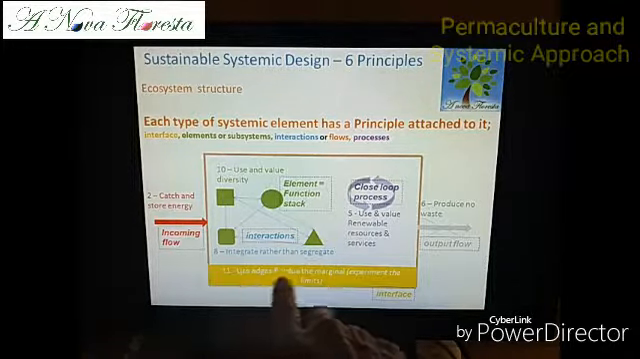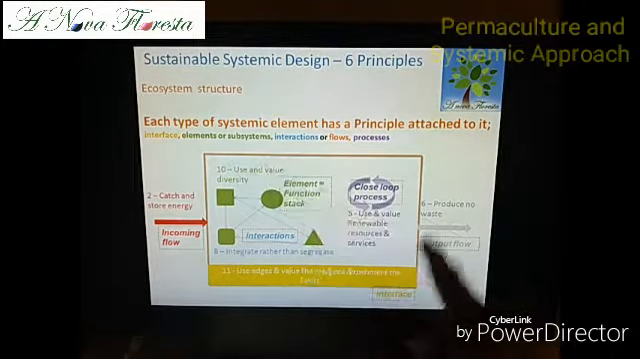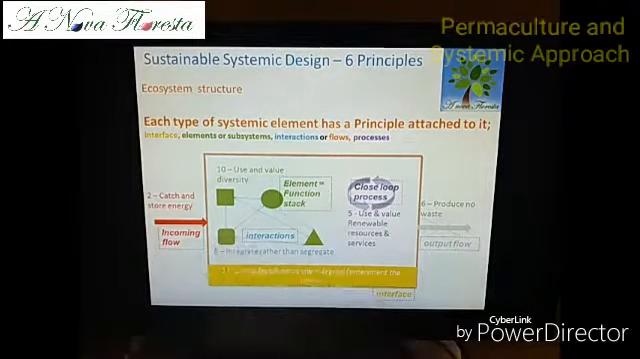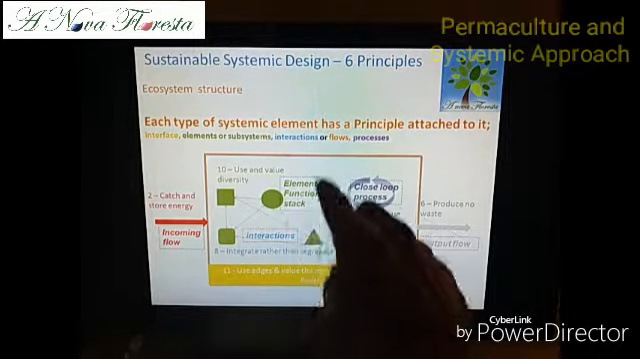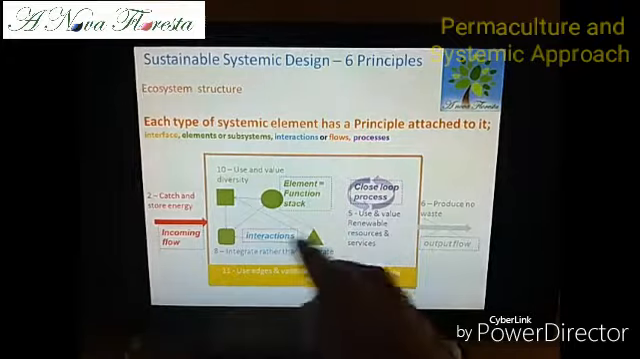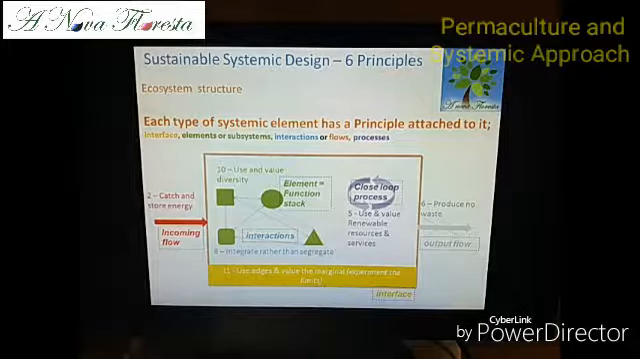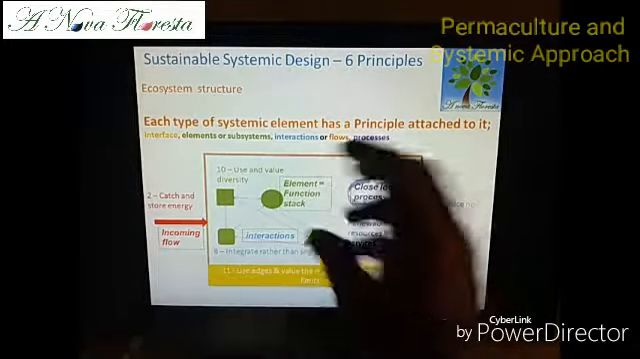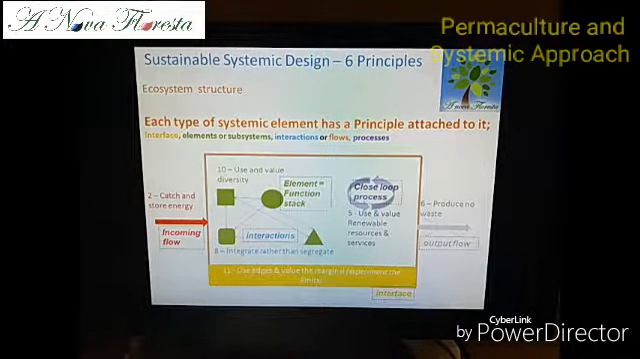Principle 11, we have use edges and value the marginal, which is really the interface. And inside the box, inside the system, we have elements, or in the vocabulary what we call a function or function stack, a set of functions with interactions. And we have a principle which is integrate rather than segregate. So we have to add elements in the ecosystem to make it richer and more complete, biodiverse in the case of a natural ecosystem.